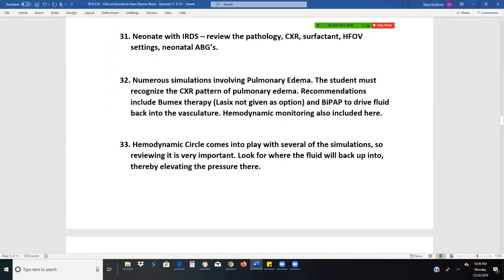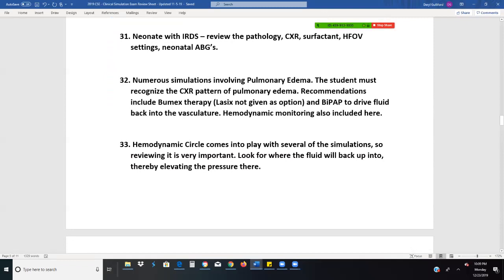Neonate with IRDS. These days, we usually call it RDS instead of IRDS, but review the pathology. Definitely chest x-ray and surfactant. You definitely want to administer surfactant. 100% of RDS kids improve with surfactant. The oscillator settings, neonatal ABGs, a little more acidic, a little higher CO2, significantly lower O2.